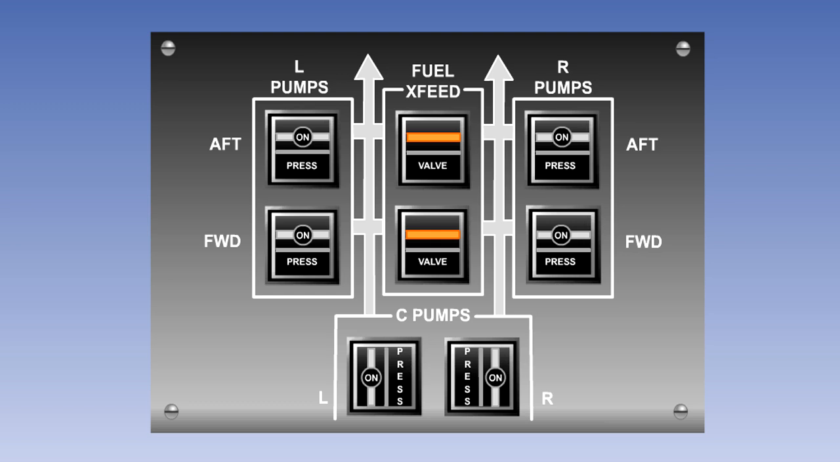Some switch lights use flow bars to join lines on a schematic diagram to indicate flows. Flow bars are used here in the crossfeed valves to indicate when they are open. Should a crossfeed valve fail, then the flow bar will be replaced by an amber valve caption.